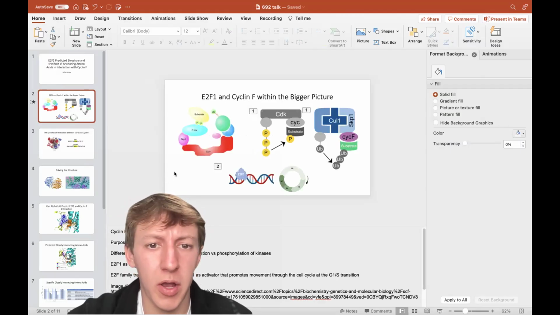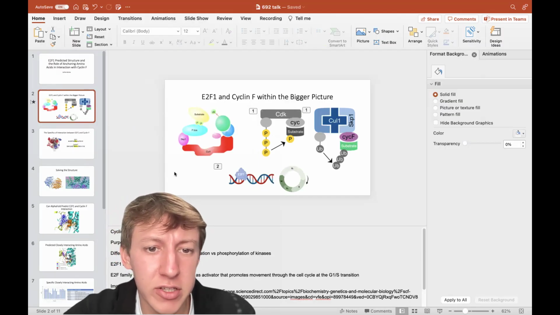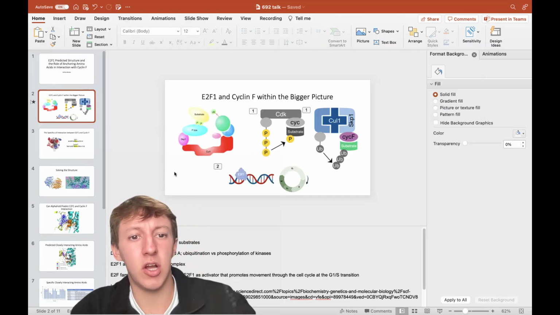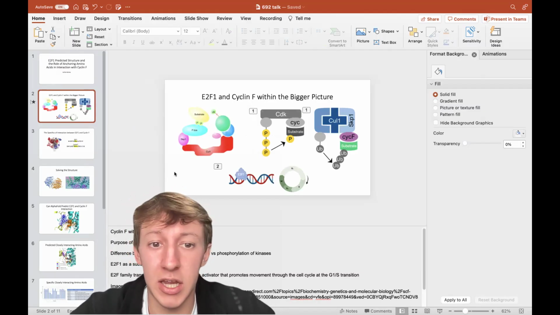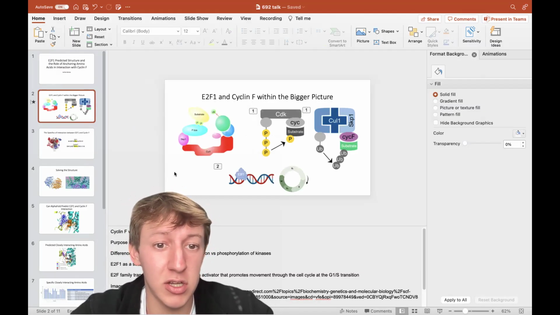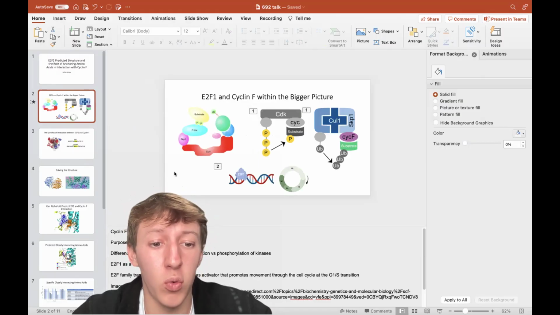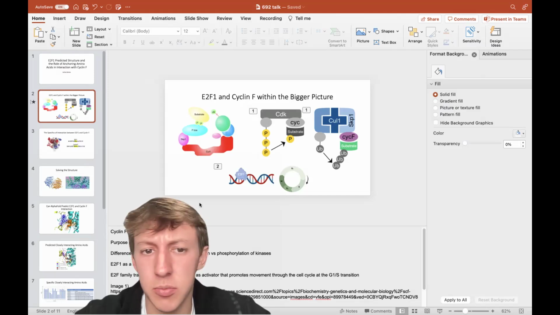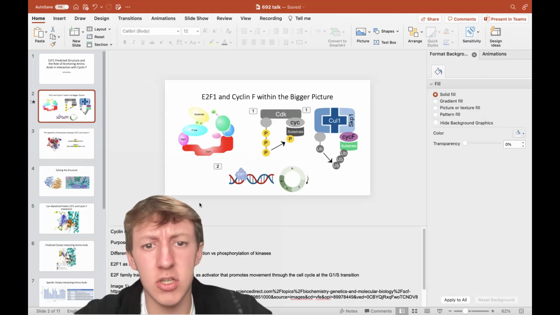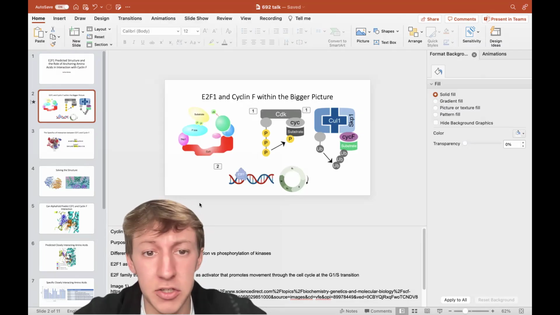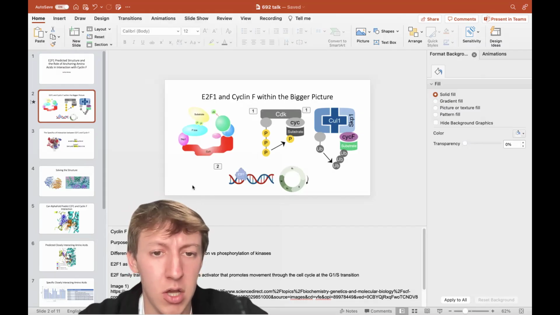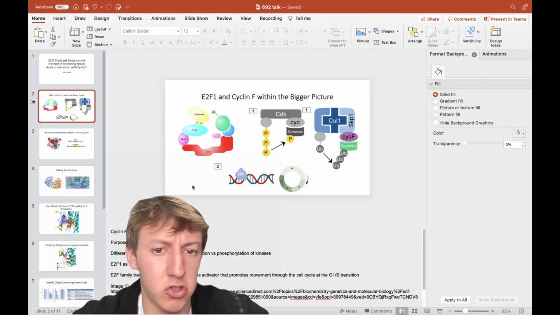So first, I just want to talk about E2F1 and cyclin F within the bigger picture of the cell. Cyclin F fits within the SCF complex. The SCF complex is a complex of proteins made up largely of three main proteins: an F-box protein, a Skp1 protein, and a Cul1 protein. The purpose of the SCF complex is to ubiquitinate its substrates. Ubiquitination is just the addition of ubiquitin groups to a protein, which marks it for degradation and disables the function of the protein.